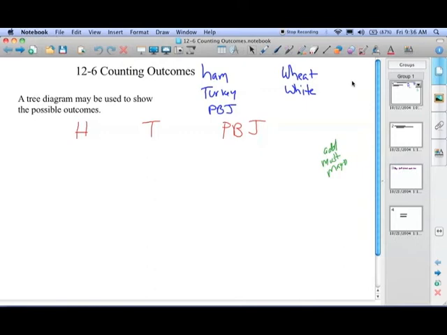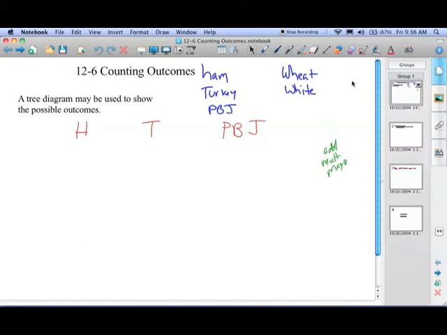12-6, counting outcomes. In this lesson, we're going to look at two ways of figuring out how many possible ways something can happen. For example, you can see in blue we have ham, turkey, PB&J, and then wheat and white. We're going to be looking at how many different types of sandwiches can be made using the three fillings, ham, turkey, peanut butter and jelly, and then the two different kinds of breads, wheat and white. There are two ways to figure this out.